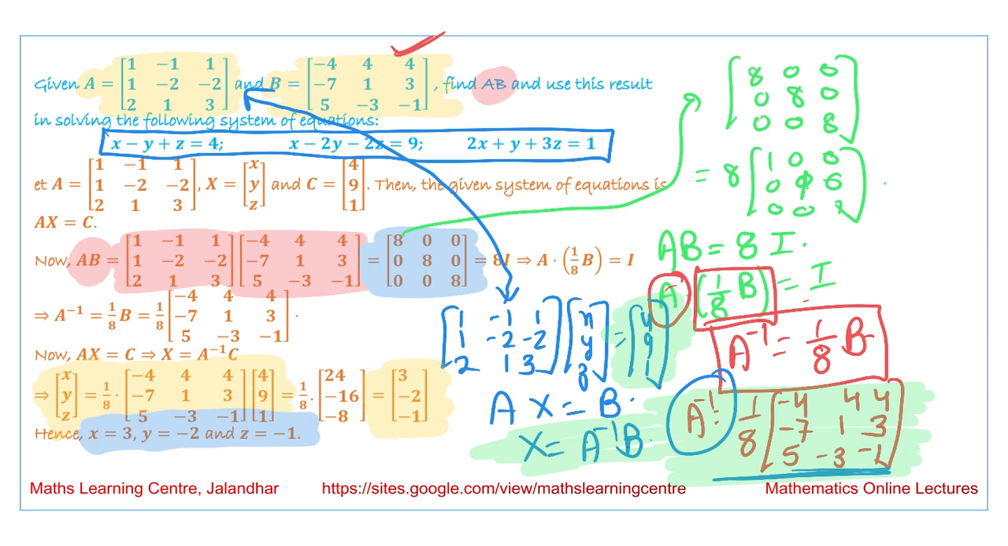So these are the three values we are talking about. x is equal to 3, y is equal to minus 2 and z is equal to minus 1.